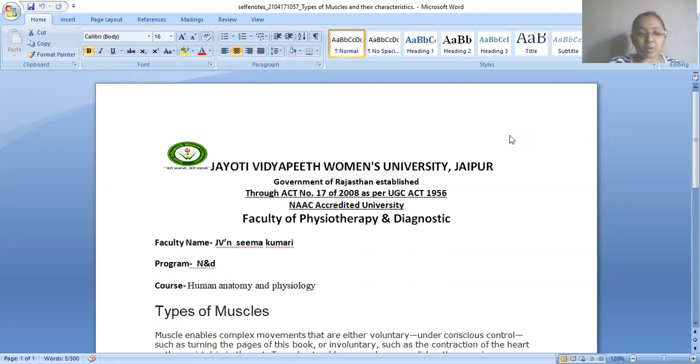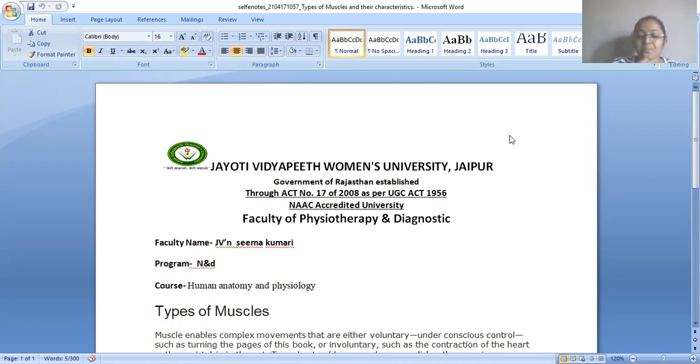Today I am going to take a lecture on the human anatomy and physiology subject, and in that we are going to discuss what we have already discussed, what is a muscle tissue. The next thing we have to discuss is what types of muscle are present in the human body. Anatomically, we will see their types, characteristics and function. This is the part we will cover in this lecture.